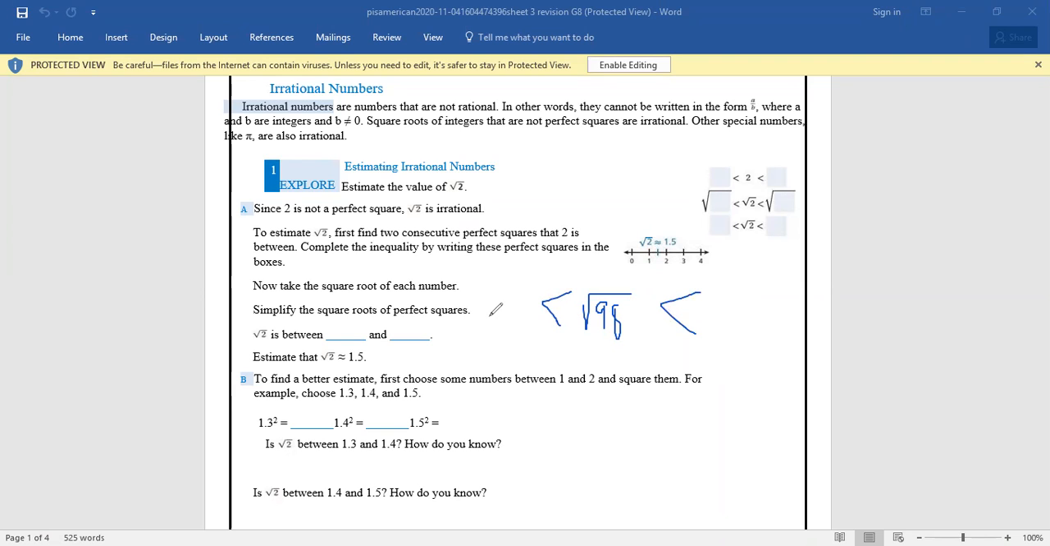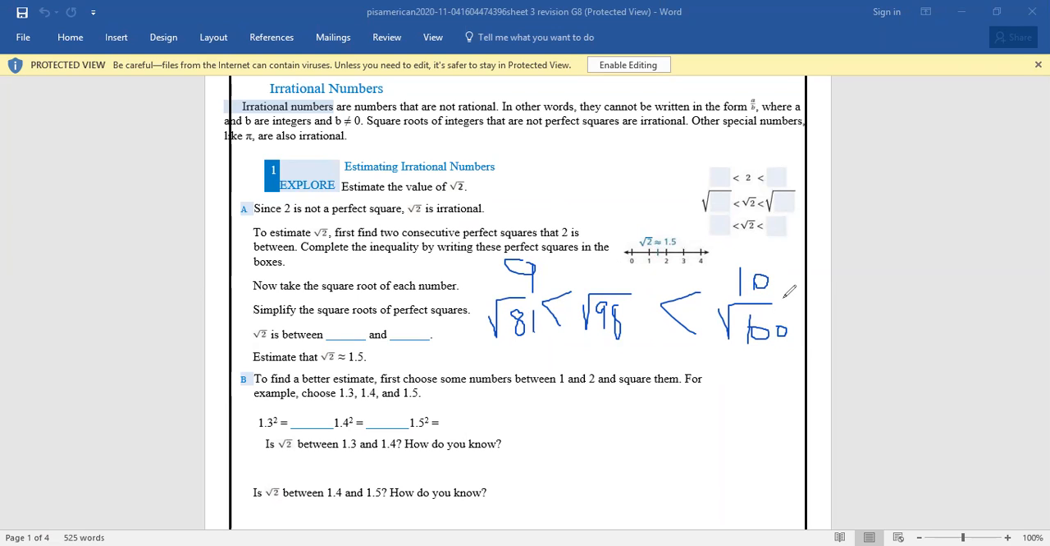The two perfect square numbers that it lies between are 81 and 100. The integer for the first one should be 9, and the integer for this one should be 10.